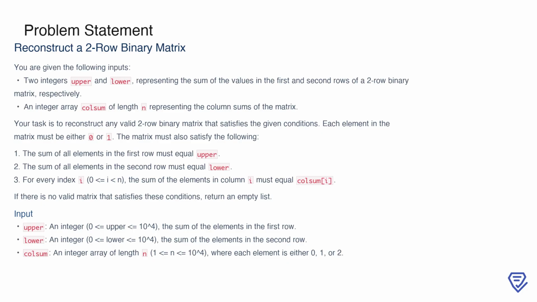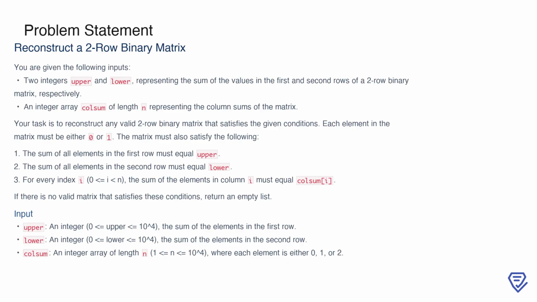The inputs provided are two integers, upper and lower, which represent the sum of all the values in the first and second rows of the matrix, respectively. Additionally, you are given an array called colsum, where each element determines the sum of values in the corresponding column of the matrix. Your goal is to construct a valid binary matrix where each element is either 0 or 1.